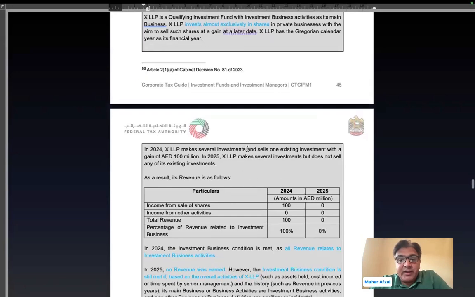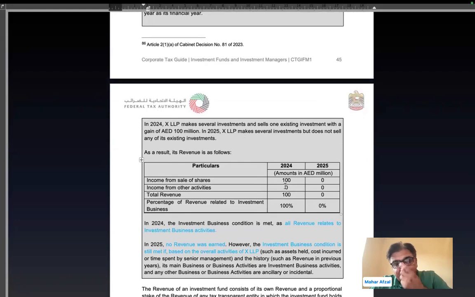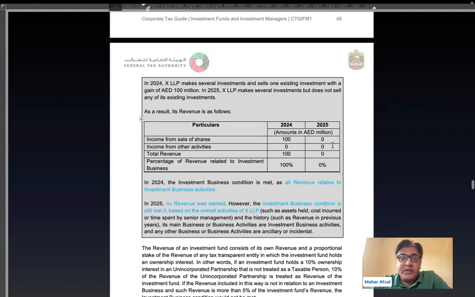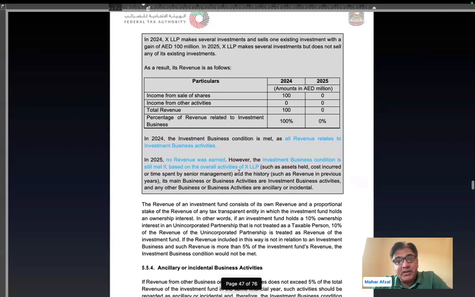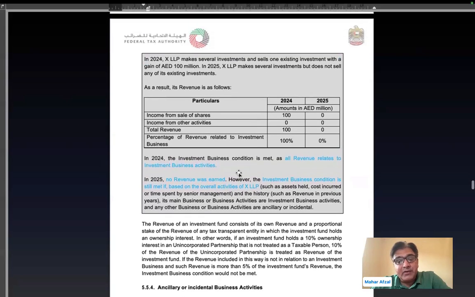They said the fund has invested 100 million. It means in 2024, the fund was involved in satisfying the investing condition. In 2025, even if the fund has not made any investment, no income from sale of shares or any other activity, they said still it will be considered that the fund has satisfied the overall conditions, because based upon the assets held, cost incurred, time spent by the management, it will be assumed that the fund is satisfying the investing conditions.